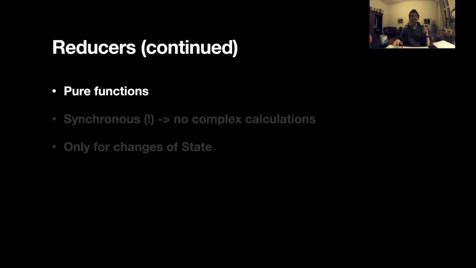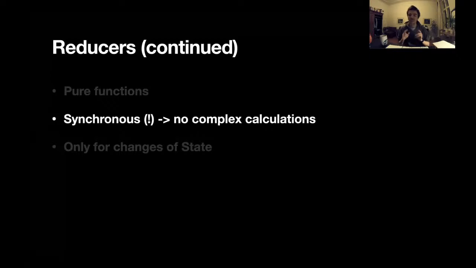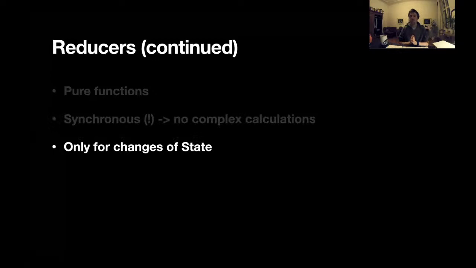Okay, so reducers, again, are pure functions. This is very important. They're synchronous, so you should not have any kind of complex calculations there, because if you do, they will block the whole app and the state will not be updated during this time, right? And there should be only the changes relating to the state. Again, there should not be any asynchronous stuff. There should not be any other stuff, right? Just pure business logic, and it's better to be fast.